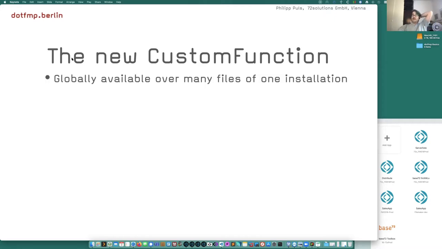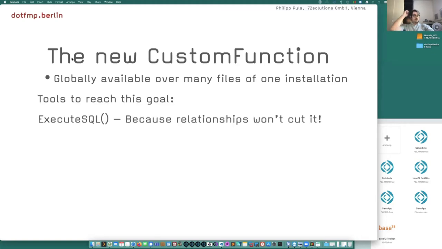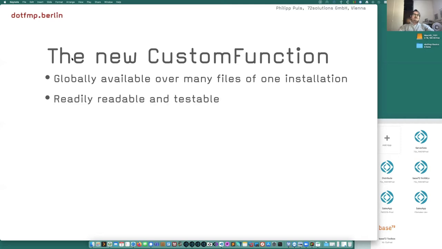What should the new custom function do? It should be globally available over many files of one installation. So if I have it in one file, I want to use it from all my other files. Tools to reach this goal? Well, I think it's Execute SQL because relationships won't cut it. I want it readily readable and testable.